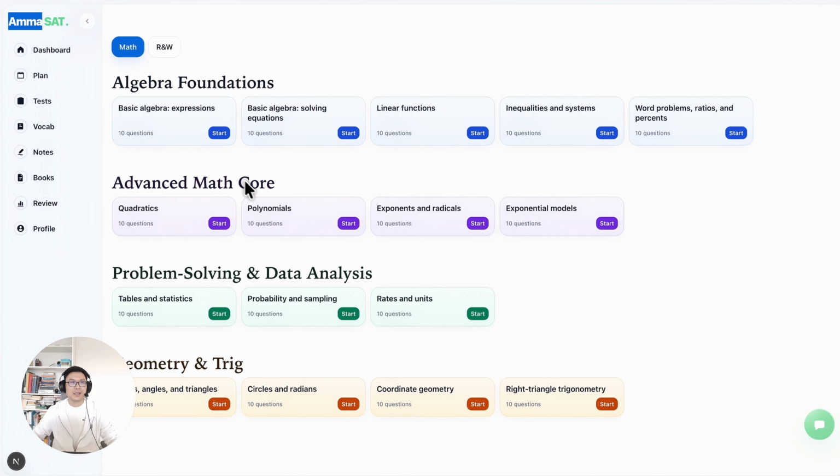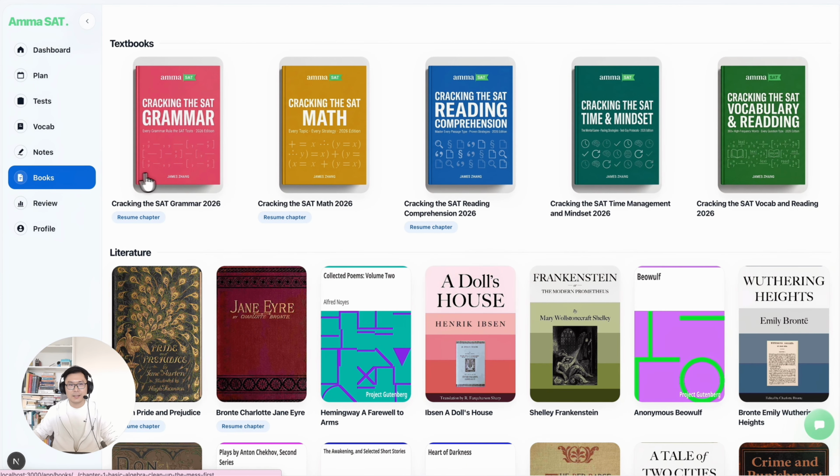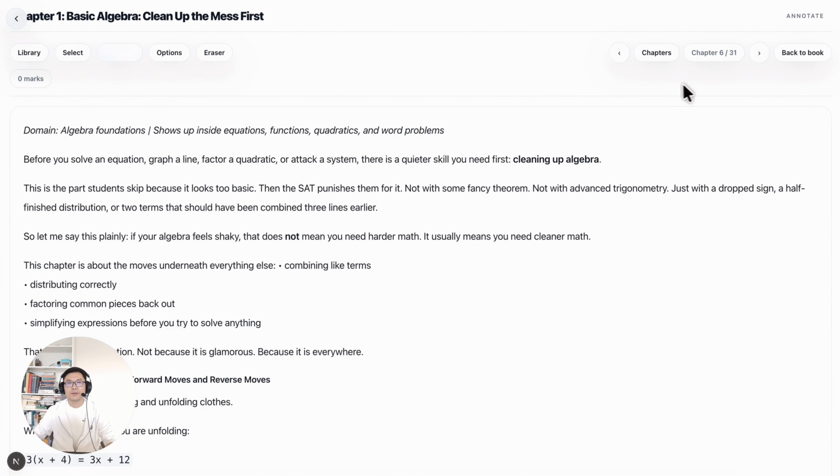Just click the drills. We have done the video for basic algebra expressions and also solving equations, linear functions, inequality, and systems. So today we're going to work on the word problems, ratios, and let's just go to the textbooks and see. We have the Kraken, the SAT math textbook. And then it leads us to this chapter.